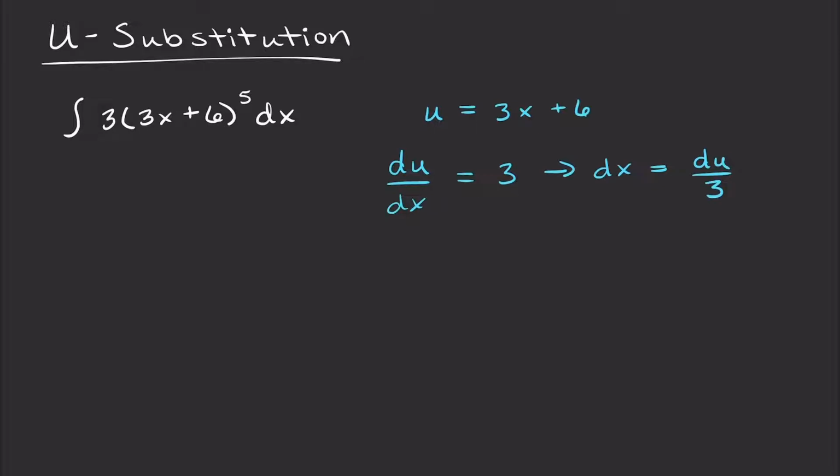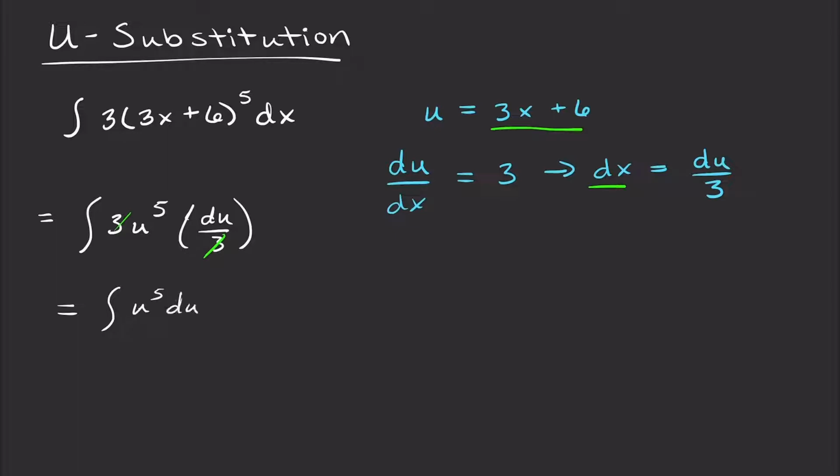Now we go back to our integral, and everywhere we see 3x plus 6, we replace it with u, and we replace our dx with du over 3. If we do that, we get the integral of 3 times u to the fifth, and then our dx is going to be du over 3. Here our 3's are going to cancel out, and this becomes the integral of u to the fifth times du.